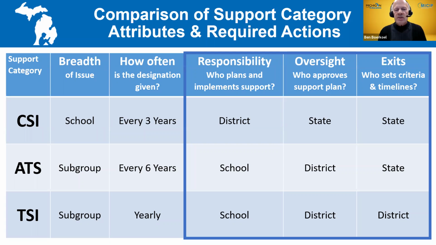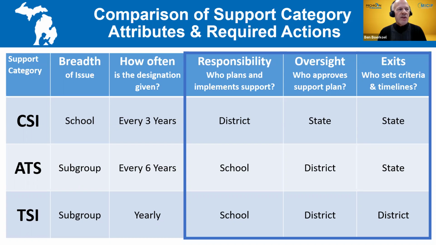So on this slide, you just see a bit of a summary of the various categories and some of the attributes and required actions in terms of the 3 different categories of identification. So first of all, if you are identified for CSI, then the district is overall responsible for developing that plan. And certainly, again, anytime we say district with this process, we're including the school, because especially with MICIP, it's very much a collaborative process between the district and the school.